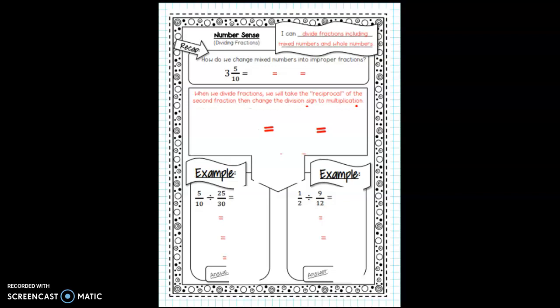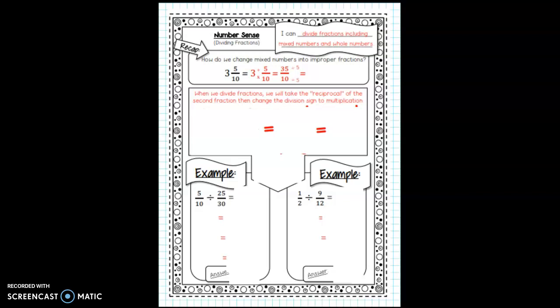First, we multiply the denominator by the whole number, and add the numerator. This gives us 35 over 10. This number can be simplified or reduced since both 35 and 10 have common factors. We're going to divide 35 and 10 both by 5.